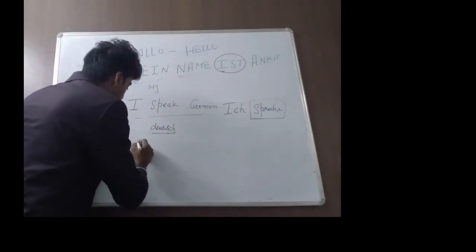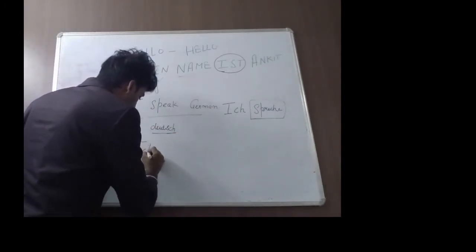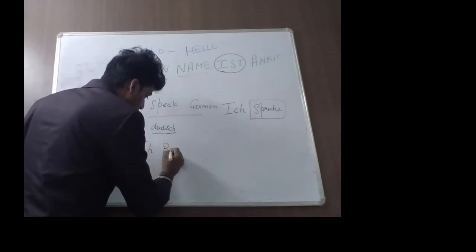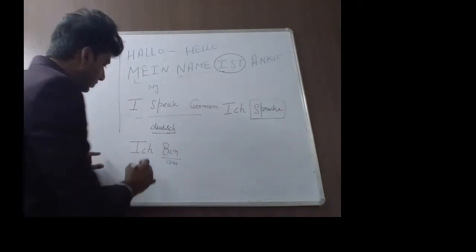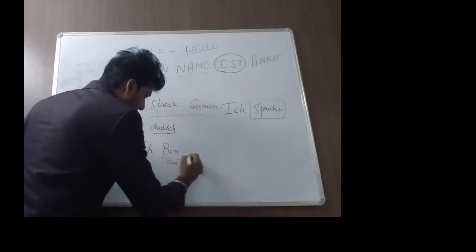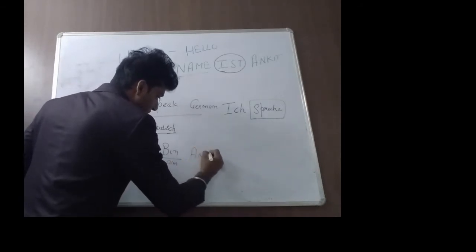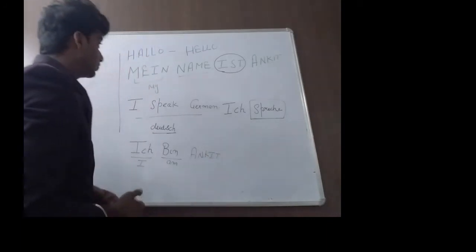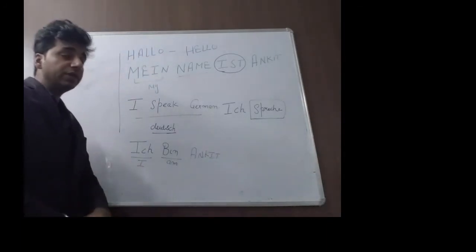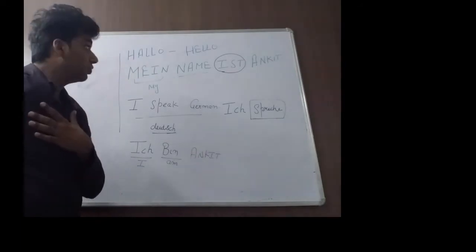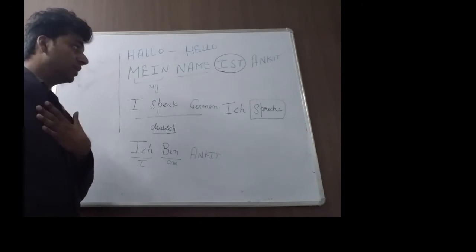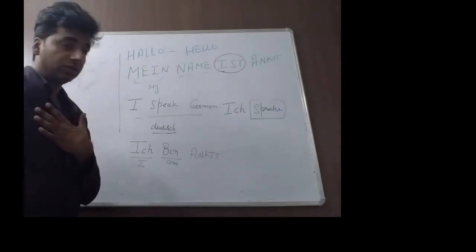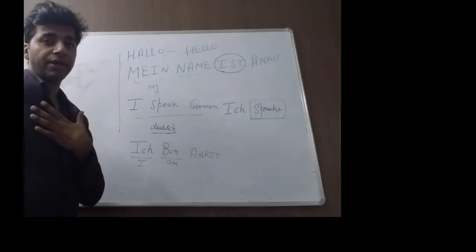I can also apply ich bin. What is ich bin? So basically bin is am, ich bin is I am Ankit. Alright, so speak after me again. Please speak after me. Hallo. Hallo is hello. Mein Name ist Ankit. My name is Ankit. I speak German. Ich spreche Deutsch. Okay. Ich bin Ankit. I am Ankit.